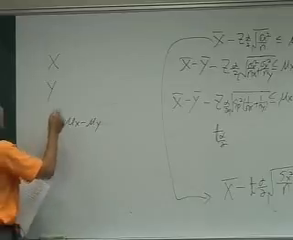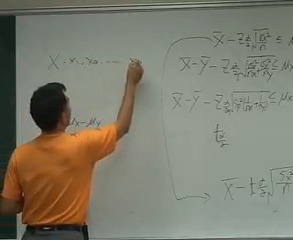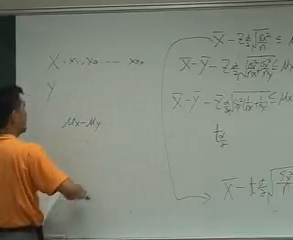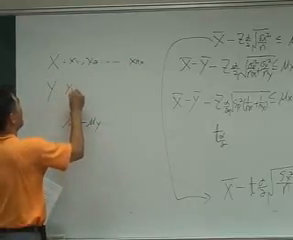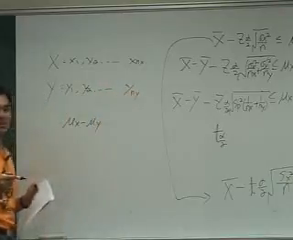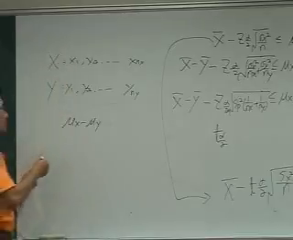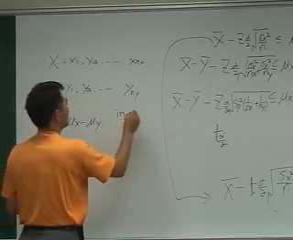So for example, you have x1, x2, up to xnx, right? And here you have y1, y2, up to yn, right? So in this case, actually, you're going to do it in pairs. What does in pairs mean?